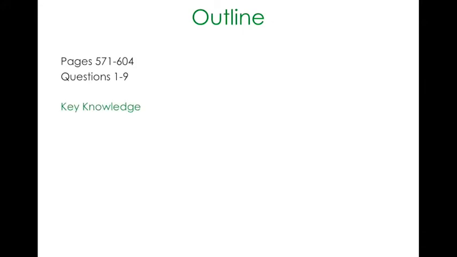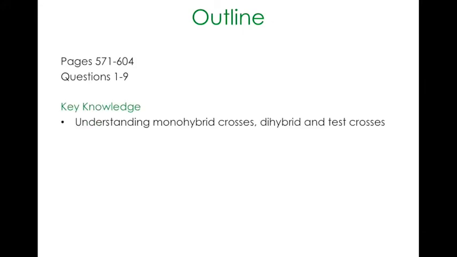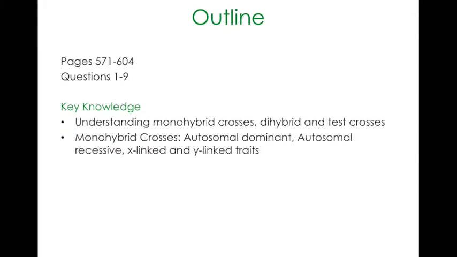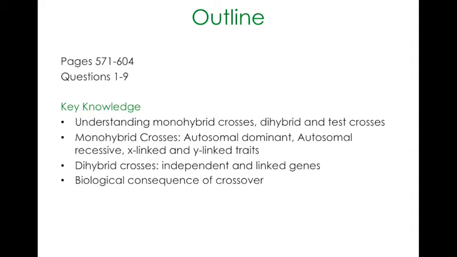Here's the key knowledge. We're going to be looking at understanding monohybrid crosses, dihybrid and test crosses, looking specifically at monohybrid crosses, autosomal dominant, autosomal recessive, X-linked and Y-linked traits, and how the patterns of inheritance occur in each of those. Okay, we're also going to look at dihybrid crosses, looking at independent and linked genes, and then also look at the consequences, what happens as a result of some of those crossovers.